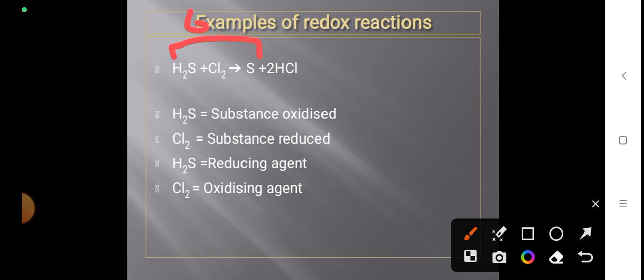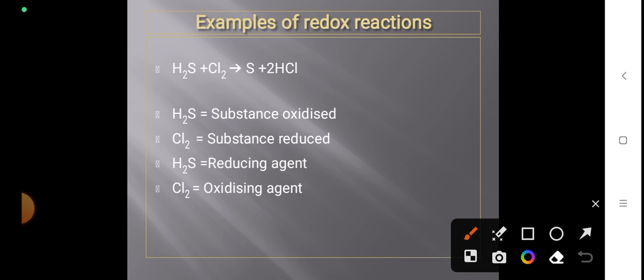Whereas chlorine to HCl, there is addition of hydrogen, hence it is reduction. Okay, so they are opposites. H2S to S is an oxidation reaction. Cl2 to HCl is a reduction. Now the reducing agent and oxidizing agent would be opposite.